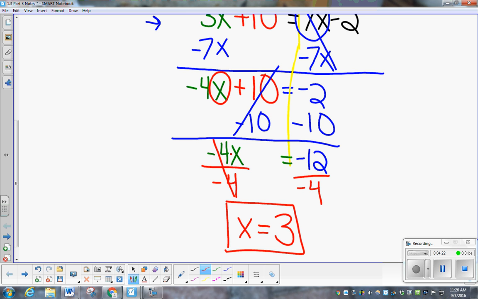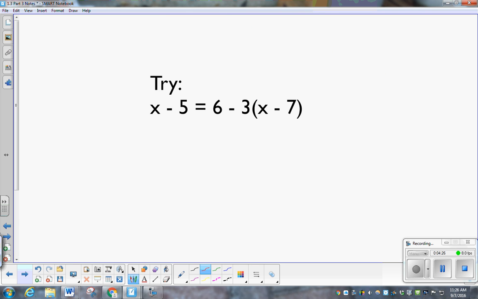So I have one that I want you to try. It's on the next slide. Here's the problem that I want you to write down and try. x minus 5 equals 6 minus 3 times the quantity x minus 7. So go ahead and you're going to need to do some distributing and probably combine like terms. Then get all your x's on one side and then solve for x. Refer back to the previous problem for help with that. Pause this and try that one.